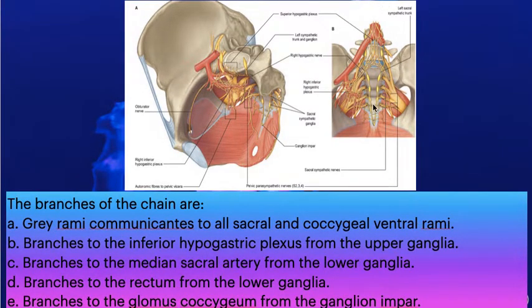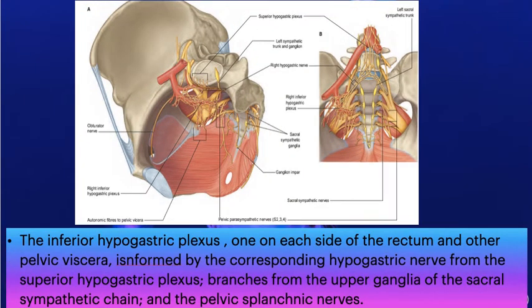The branches of this chain are the gray rami communicantes to all sacral and coccygeal ventral rami, branches to the inferior hypogastric plexus from the upper ganglia, branches to the median sacral artery from the lower ganglia, branches to the rectum from the lower ganglia, and branches to the glomus coccygeum from the ganglion impar.